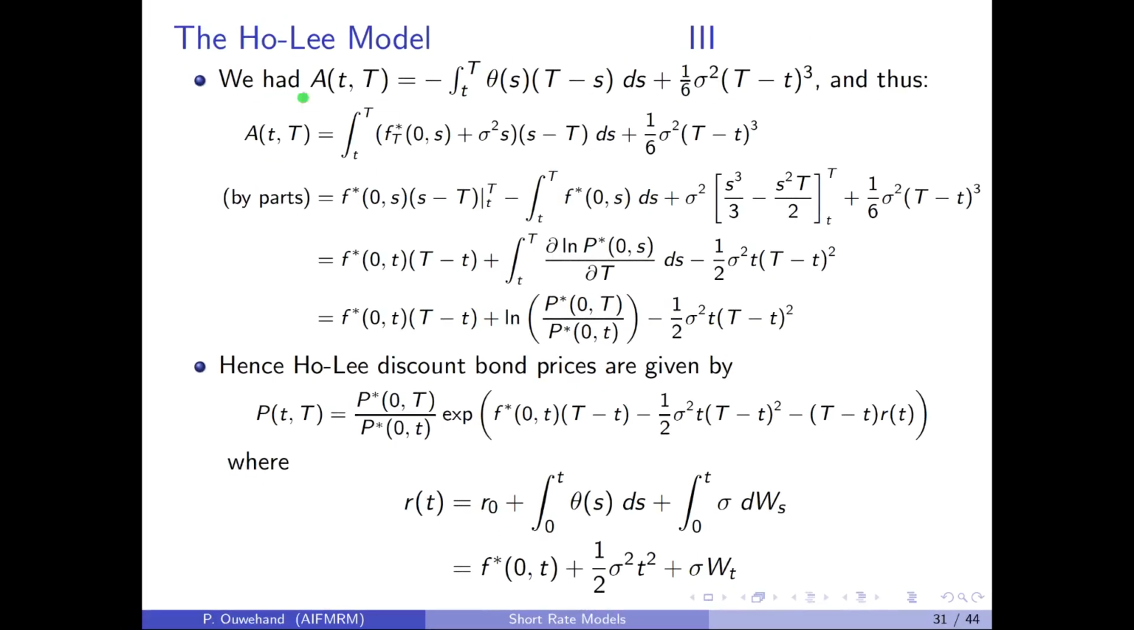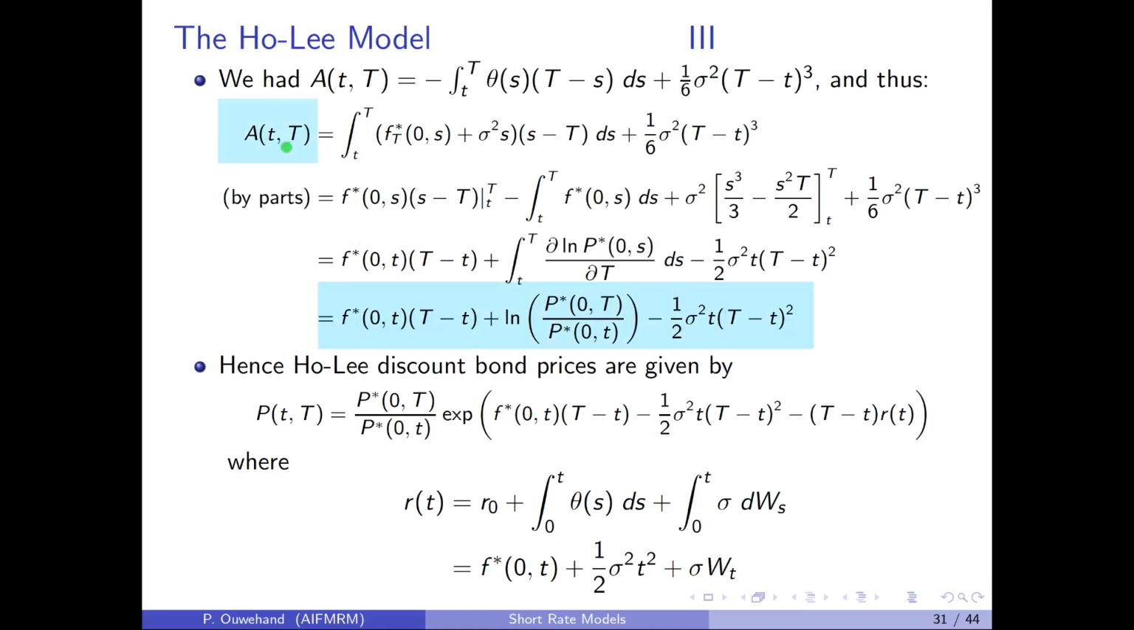Earlier we showed that capital A is given by the following expression, and thus using our expression for theta that we just derived, we obtain the following. We can simplify this, and I'll leave you to sort out the details. However, note that we use integration by parts to obtain this integral here, which results in the first two terms. And the fact that there's a relationship between the forward rate and the logarithm of the bond rate allows us to use the fundamental theorem of calculus to obtain this term here.